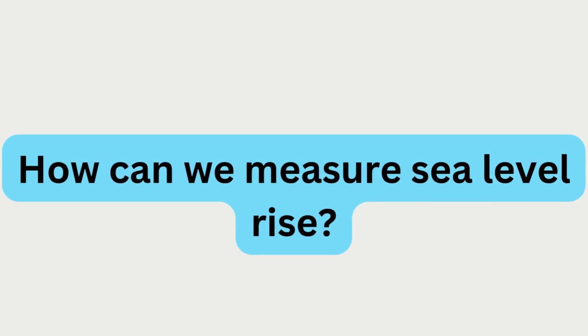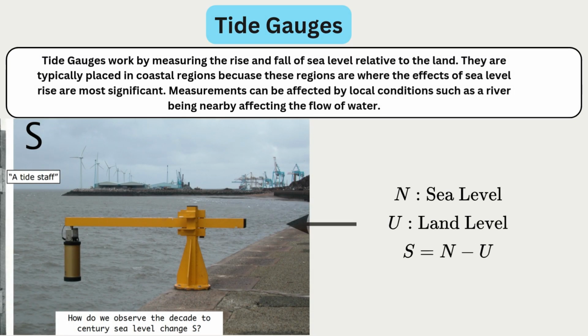So, are there any practical ways in which we can measure sea level rise? So, one way you could do that is through tide gauges. And tide gauges work by measuring the rise and fall of sea level relative to the land. They are typically placed in coastal regions because these regions are where the effects of sea level rise are most significant. Measurements can be affected by local conditions such as a river nearby, which affects flow of water. And this is the equation that they typically use, where S is the sea level rise or decrease, N is sea level, and U is the land level. So there's a rise if N is greater than U, and there's a decline if N is less than U.